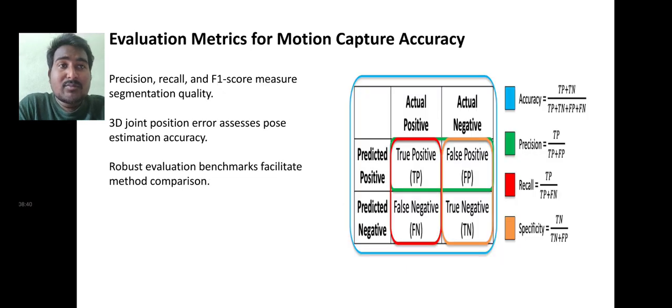Evaluation metrics for motion capture accuracy. Precision, recall, and F1 score measure segmentation quality. 3D joint position error assesses pose estimation accuracy. Robust evaluation benchmarks facilitate method comparison. It is in terms of actual positive, actual negative, predicted positive, and predicted negative. Go through the given table and the precision and recall formulas for good understanding.